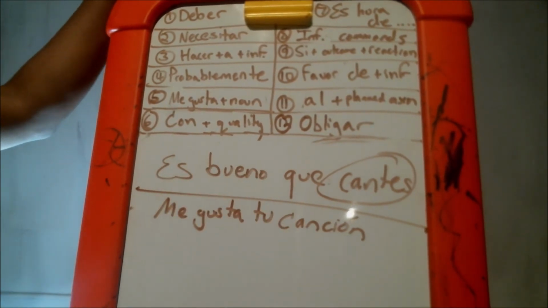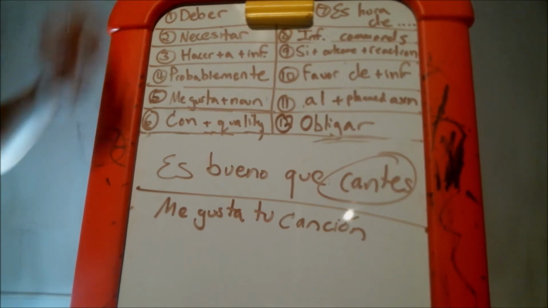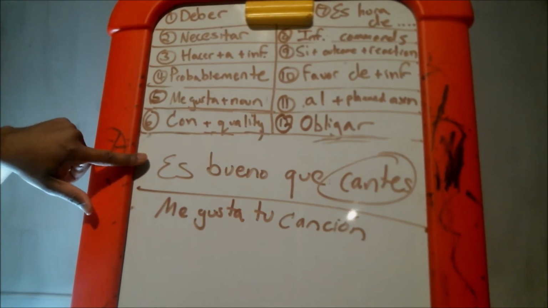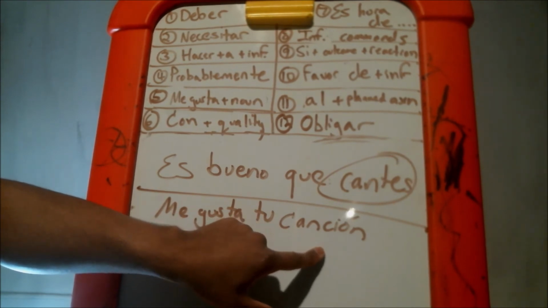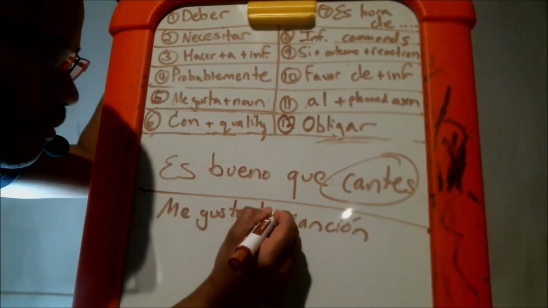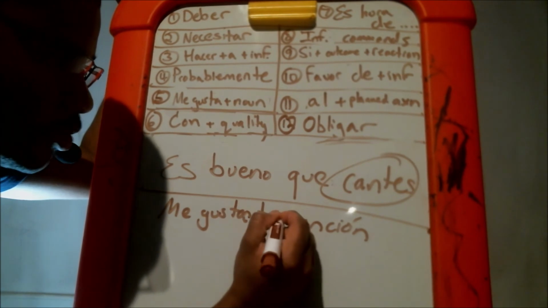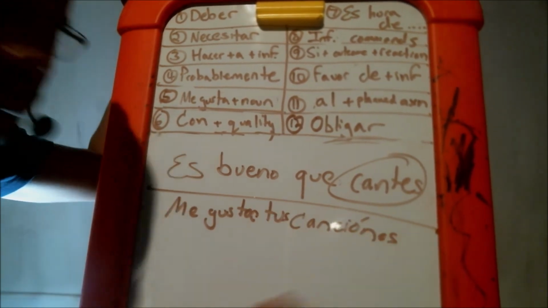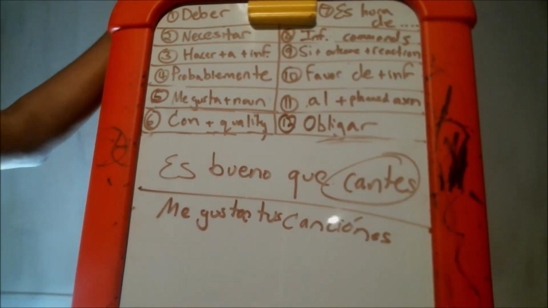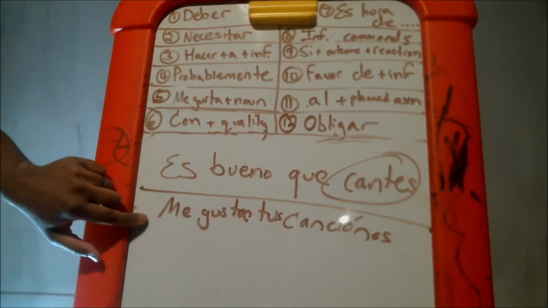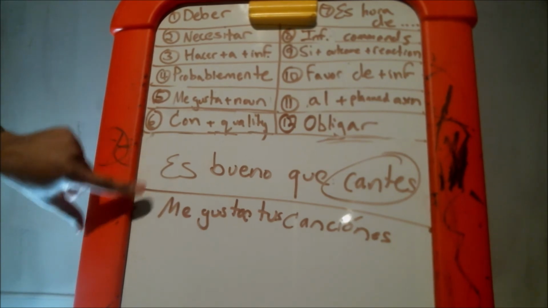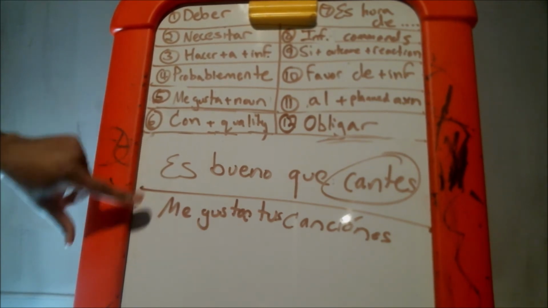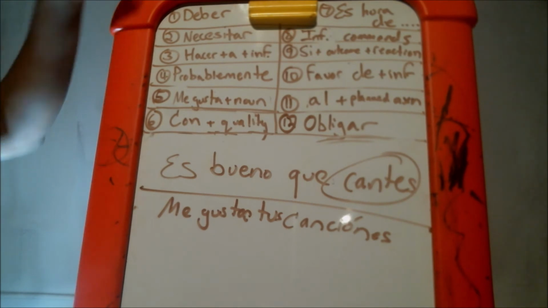Me gusta tu canción. I like your song. Is it exactly the same as this? No. Because again, now we're talking about a particular song. But guess what? Me gustan tus canciones. We just made it plural. Me gustan tus canciones. I like your songs. Right? Now, I've made it broader. Now I'm expressing almost kind of a parallel idea here. I like your songs. Or we could even go more specific.